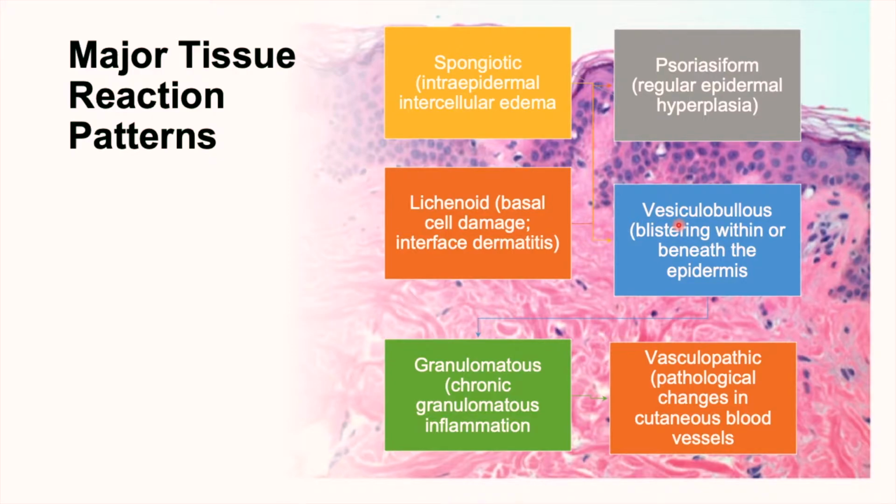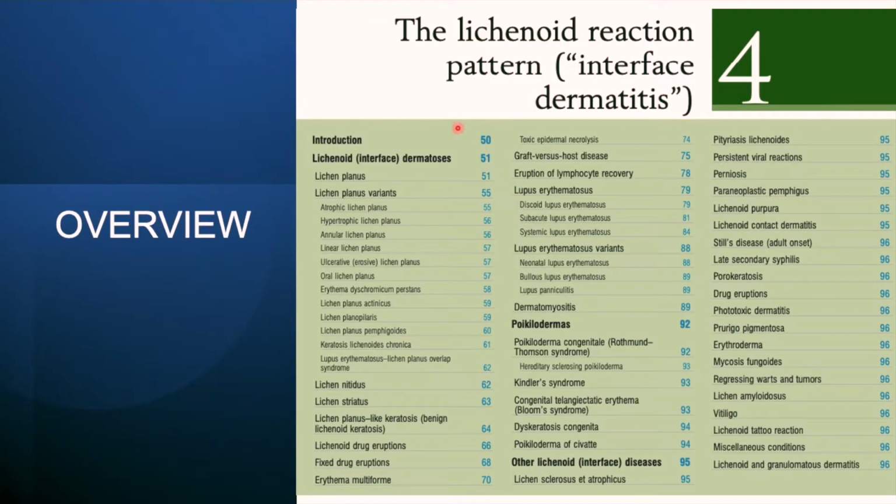As a definition, whenever you hear the word lichenoid, always think of basal cell damage and interface dermatitis. If you look into Weedon's chapters, he divides the chapter into three areas: the lichenoid interface dermatoses, the poikilodermas, and the other lichenoid interface diseases.